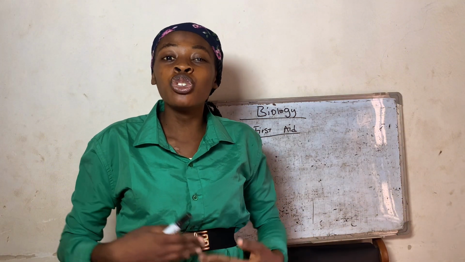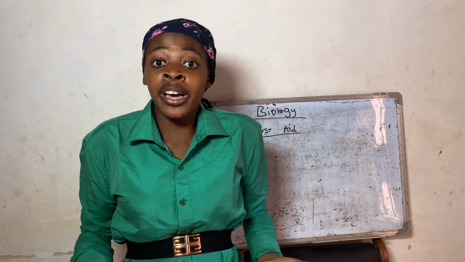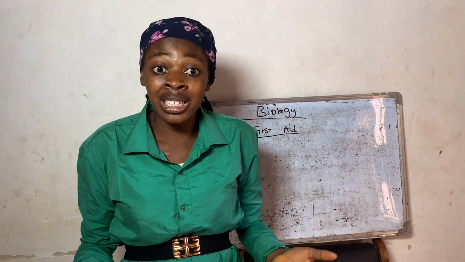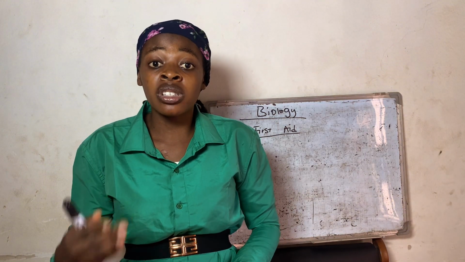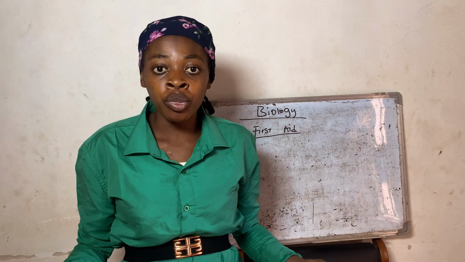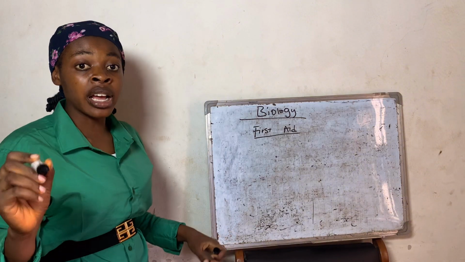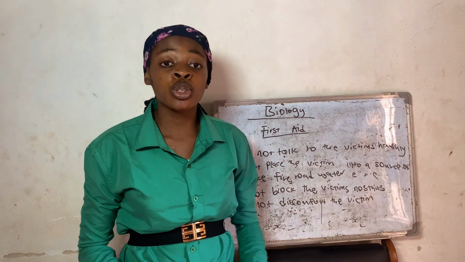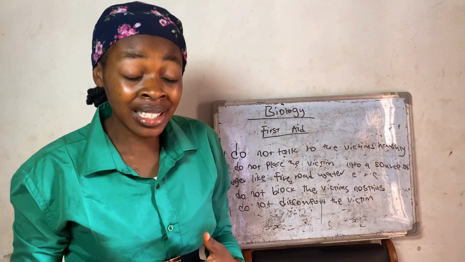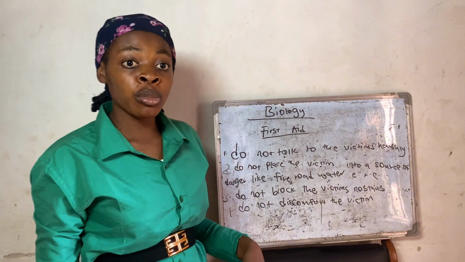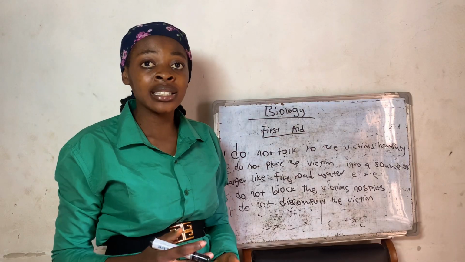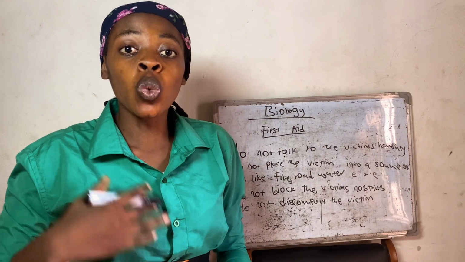Now, we have things that you are not supposed to do as a good health practitioner, as a good biology student, as a science student. When administering first aid, there are things that you are not supposed to do. There are a lot of them, but I just listed a few. You are not supposed to talk to the patient or the victim harshly. If you talk to the victims harshly when administering first aid, this will worsen their situation.